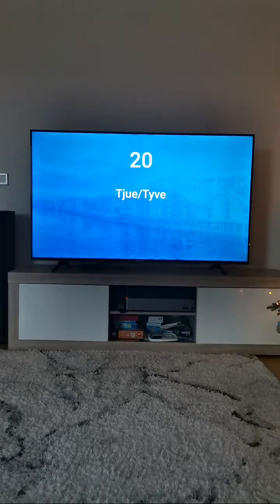20 has an alternative pronunciation in Norwegian, and that is tive. Tive. 20 is much more common than tive.